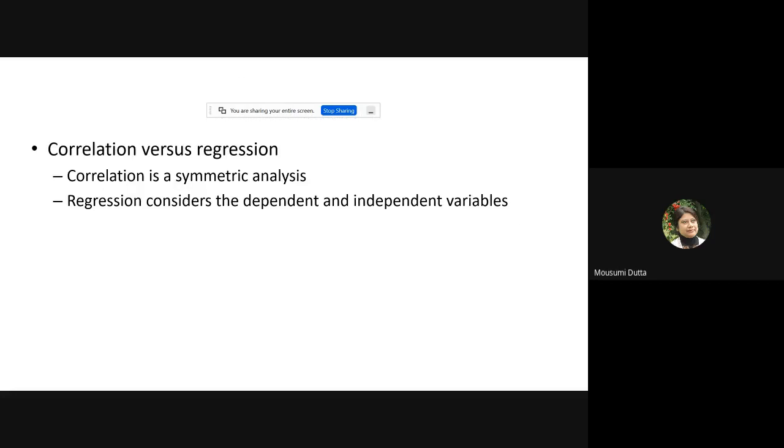Now, when we are talking about association, causation, etc., the two very important concepts are correlation and regression. These are the two very important concepts in context of association, etc. Correlation and regression. Correlation is a symmetric analysis. I think you have idea about the correlation metrics, idea of correlation, association between two variables.